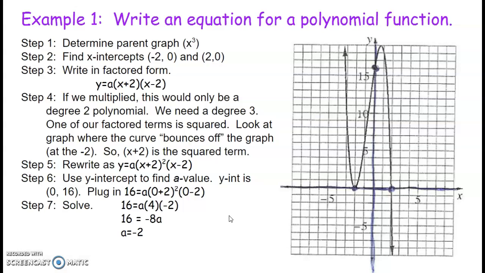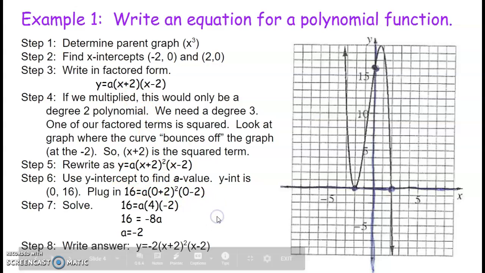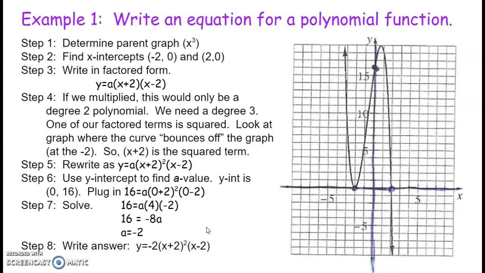So finally, I take my negative 2 and plug it into my original format up here with this right here, this one, the rewrite one, number 5. And so my answer is y equals negative 2 times x plus 2 squared times x minus 2. You could always use your graphing calculator or Desmos.com, plug that in, and verify that, in fact, it looks like the one shown over on the right. So that is how you write an equation for a polynomial function that includes its stretch factor.